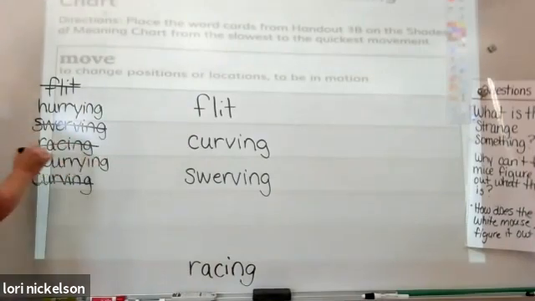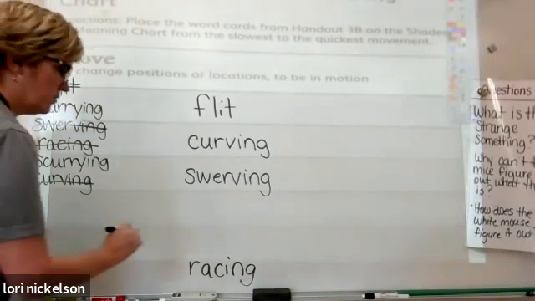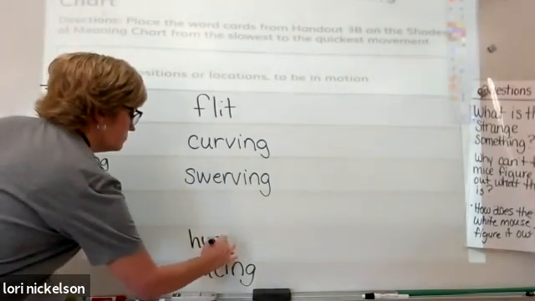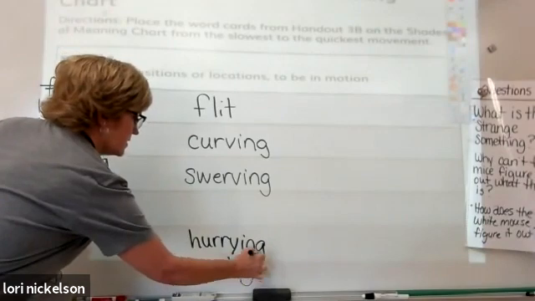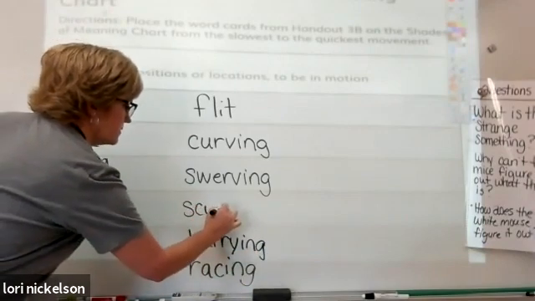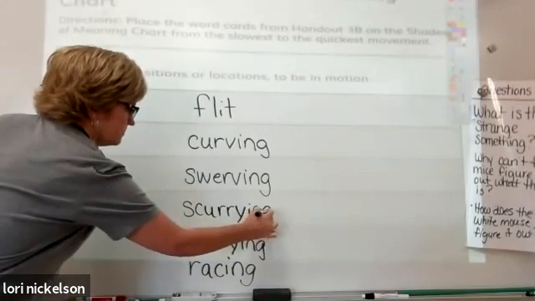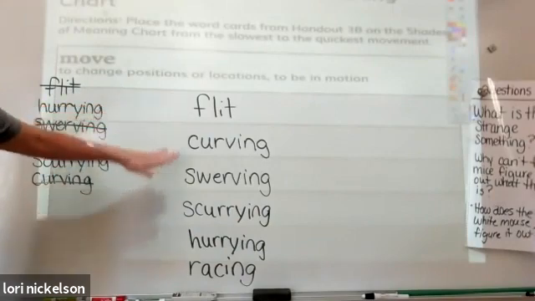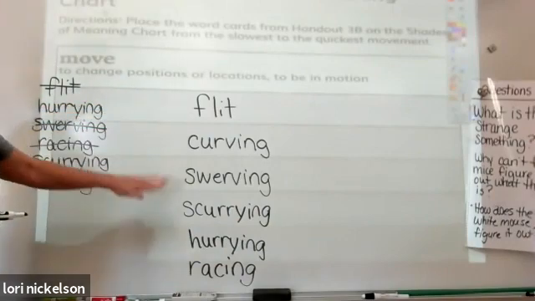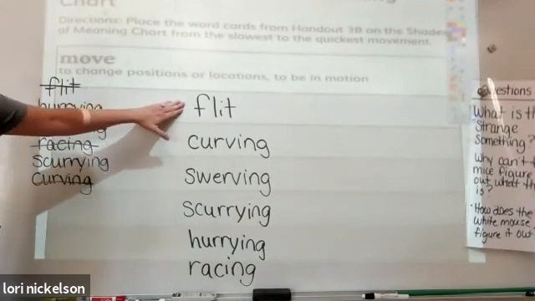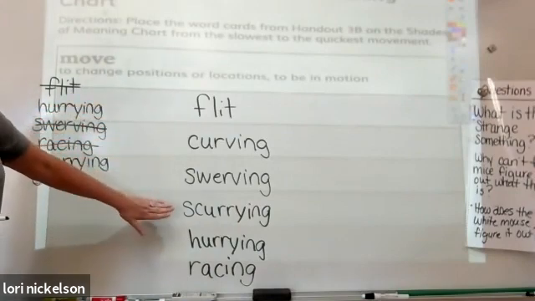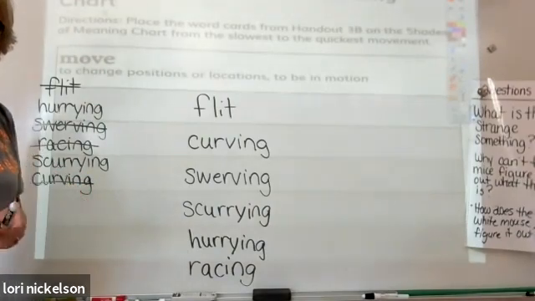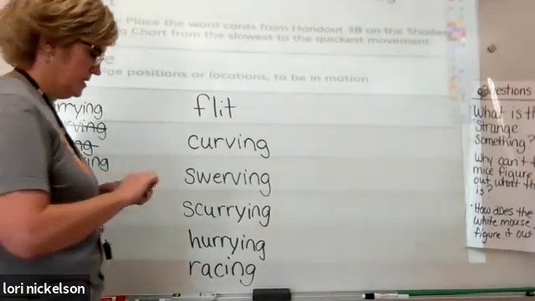All right. So what word is going to come before racing? Probably hurrying, wouldn't you think? Okay. And so then we'll put scurrying right there. So that way we've listed our words from slowest to quickest in our shades of meaning chart. So we have flit, curving, swerving, scurrying, hurrying, and racing. Great job, guys.